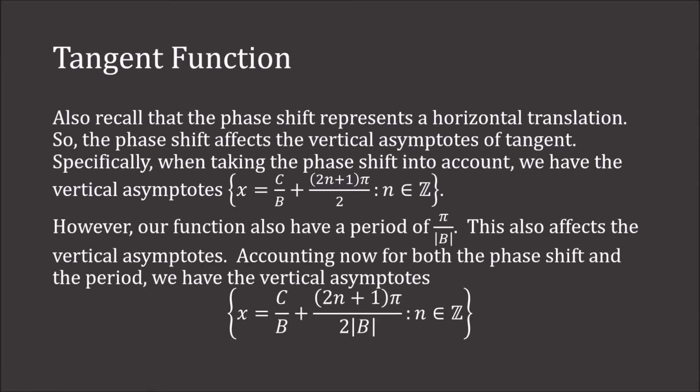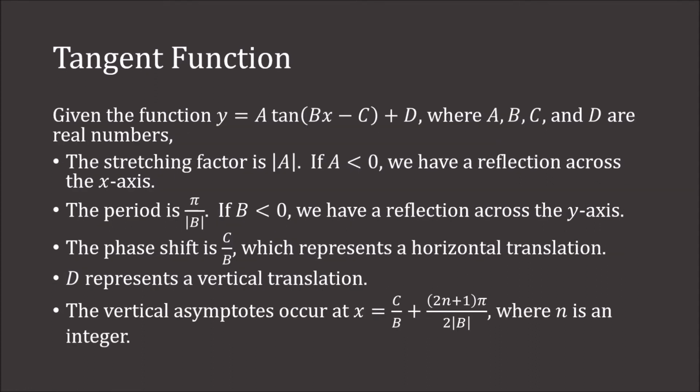However, we also have a period of pi over the absolute value of b. This also affects the vertical asymptote. If we now account for both phase shift and period, then the vertical asymptotes become x equals c over b plus (2n plus 1) pi all over 2 times the absolute value of b, where n is an integer. And that is summarized on this slide.